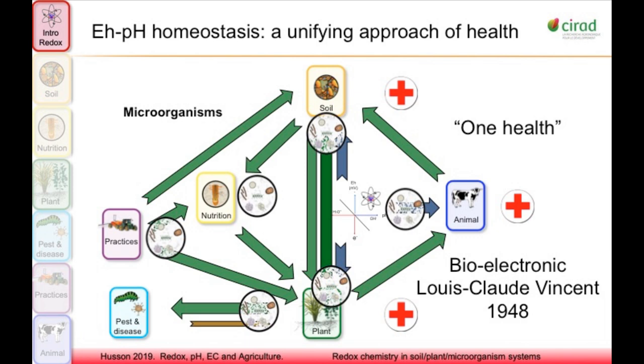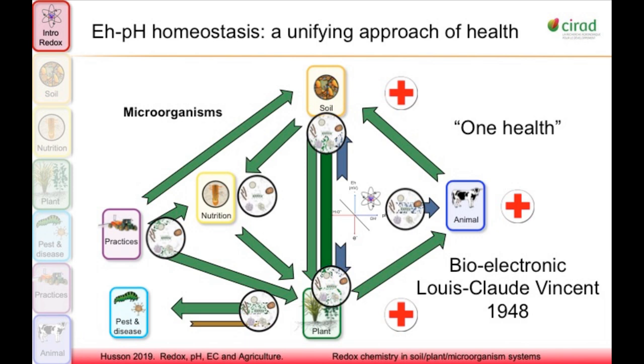We will look at all this, but behind all this, we have microorganisms. Okay. They play an important role at all levels. And then it's an excellent criterion to use. It's a very good indicator in a One Health approach. We can assess the health of soil, plants, animals with the same grid of reading, with the same perspective all the time.